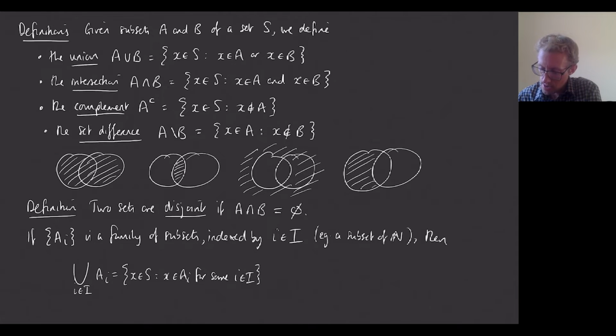And then we could take the intersection of the A_i. That would be the set of all x in S such that x is in A_i for all i.